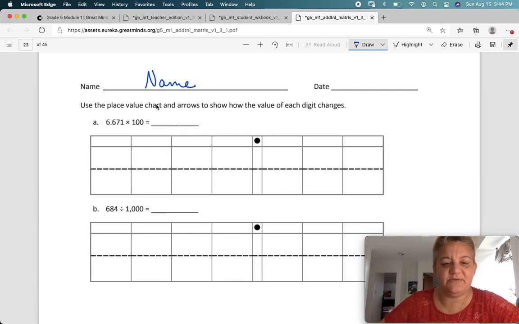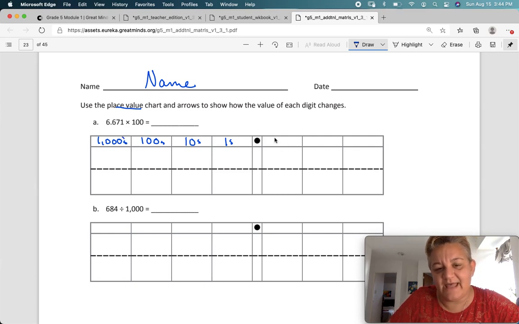Use the place value chart and arrows to show how the value of each digit changes. So here's the place value chart. We've got ones, tens, hundreds, and thousands on this side of the decimal. And on this side of the decimal we have tenths, hundredths, and thousandths. Okay? If you'd like me to spell that out, I'll do it in the next one.